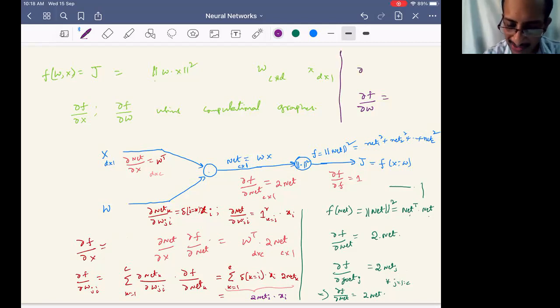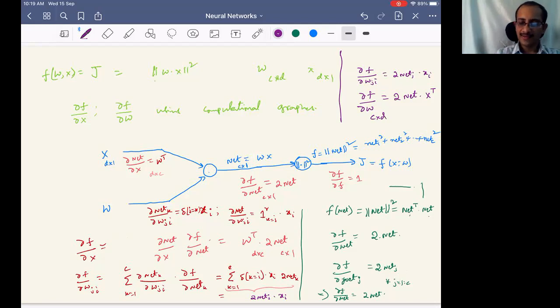Here, what we had after all this discussion is ∂f/∂w_ji = 2 net_j into x_i. And ∂f/∂w now is equal to what? Same thing we have done 3-4 times so far. So now you should be able to tell: 2 net into x transpose. That's all. So W is what dimension matrix? C cross D. That's all. You can see that.